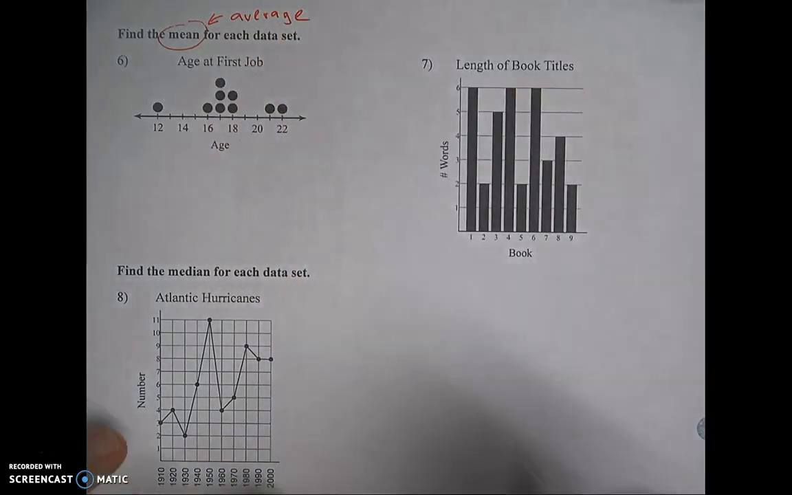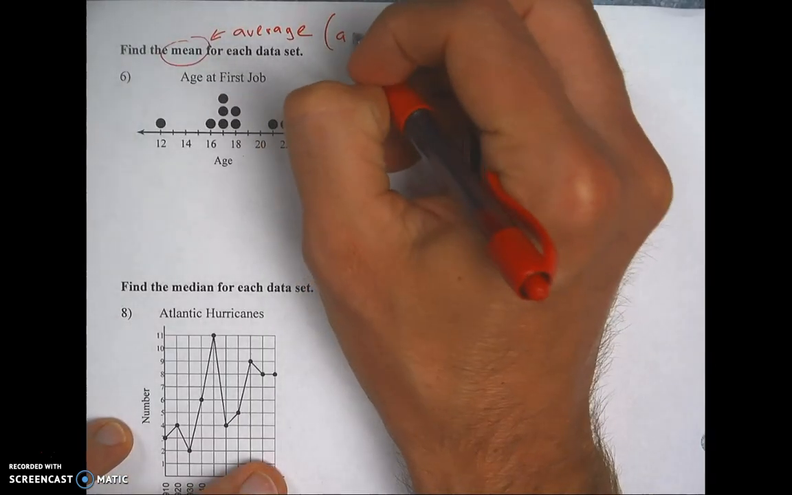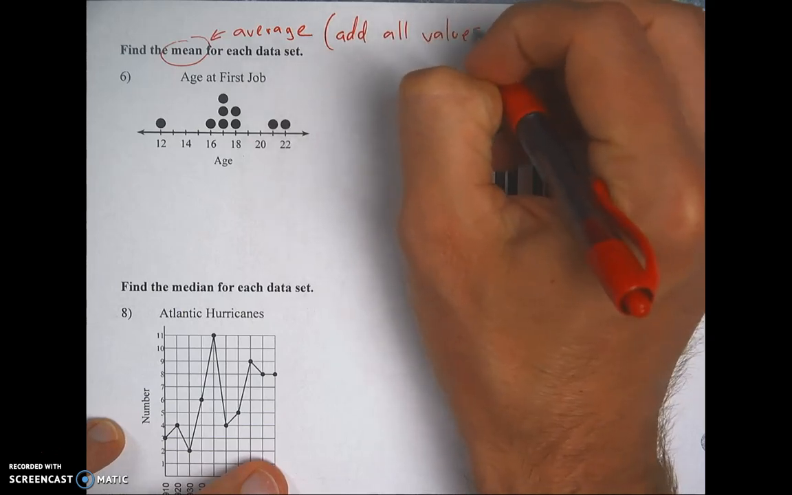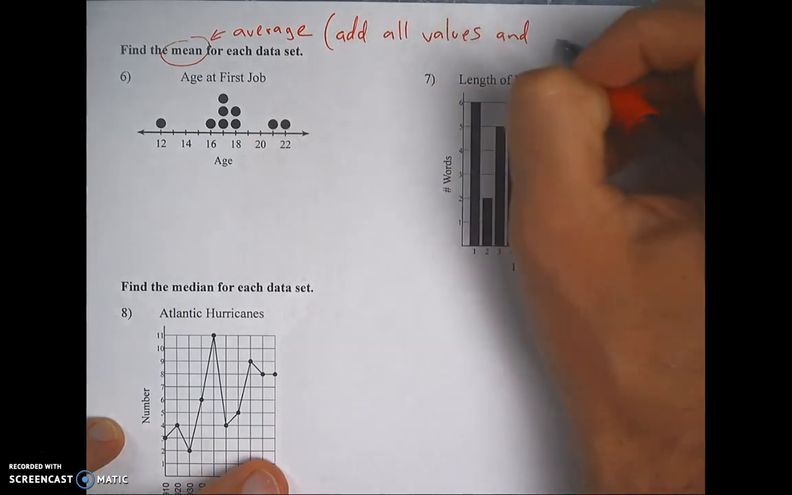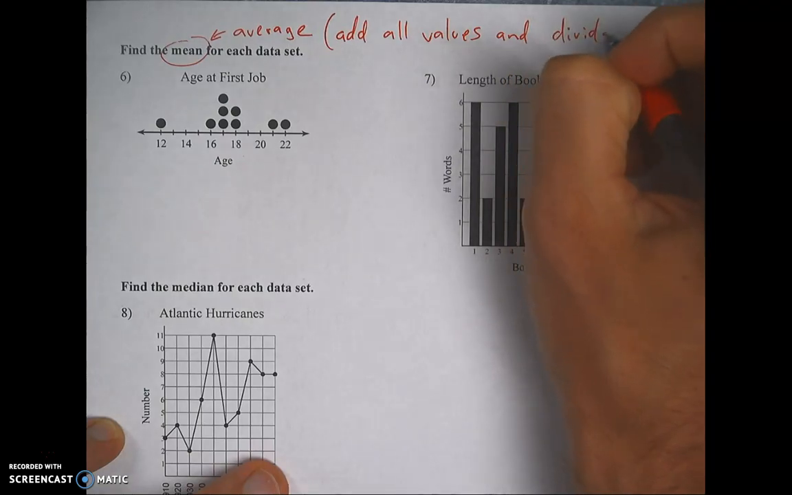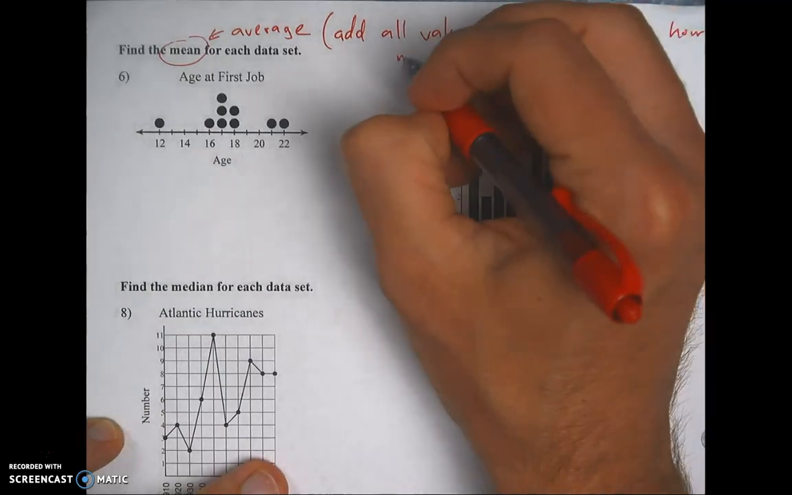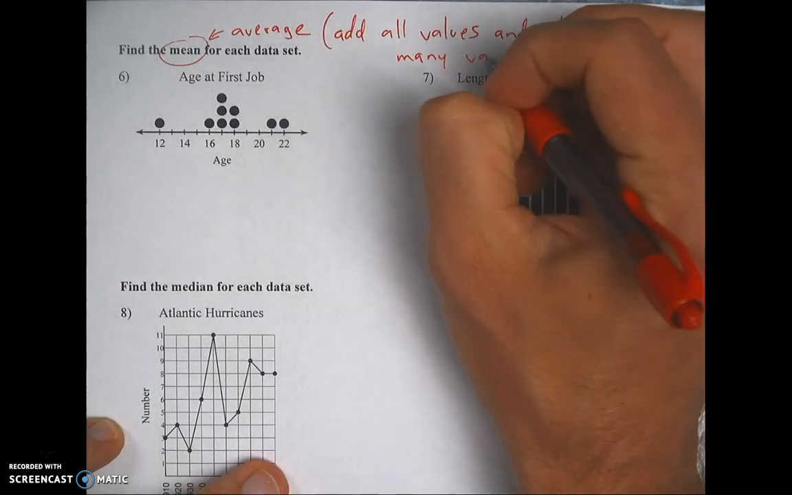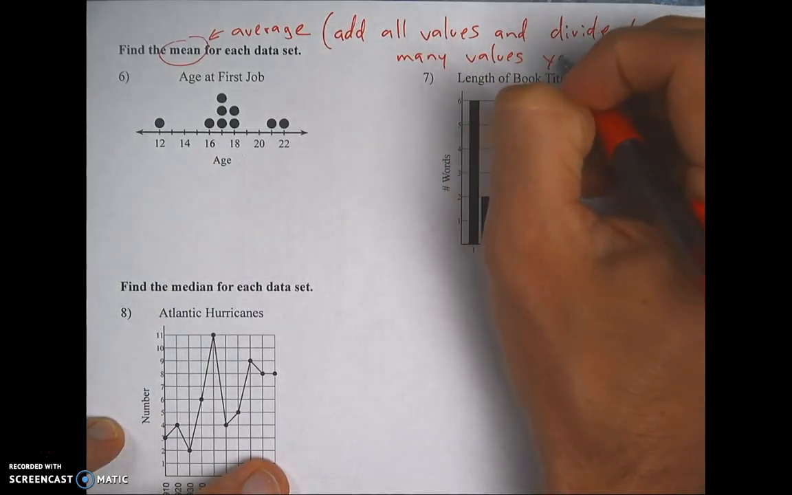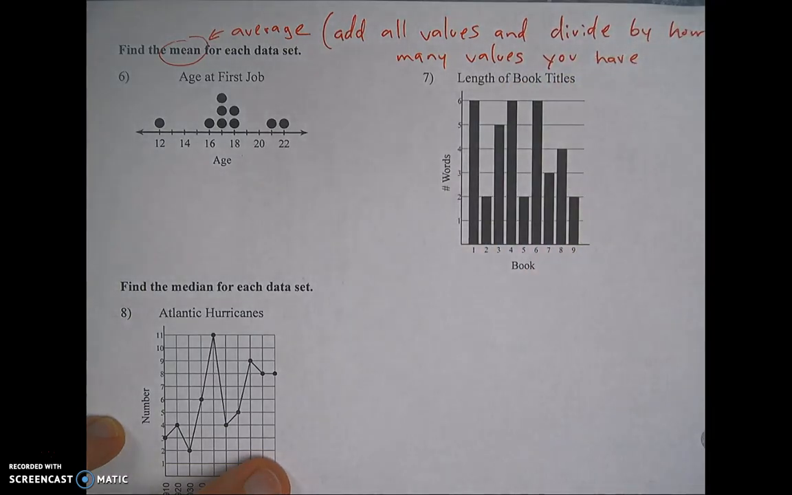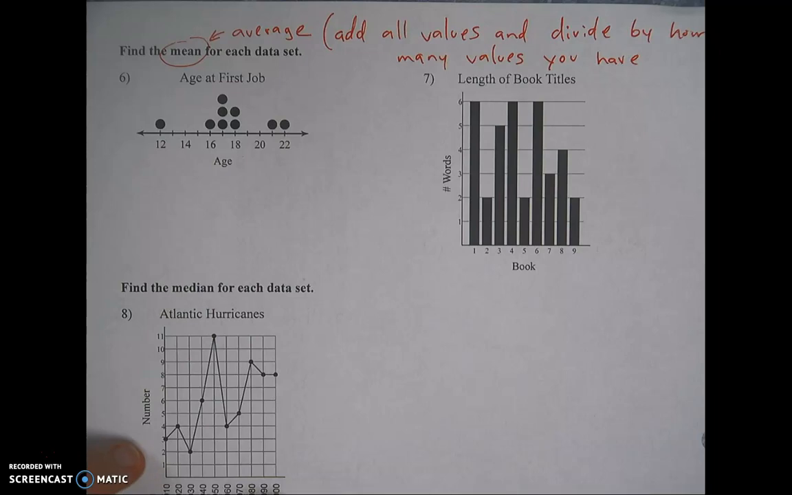So when you want to find the average, you add all your values and then divide by how many values you have. So this is how you would find your test average. You add up all your tests and divide by how many tests you took, and you get your test average.